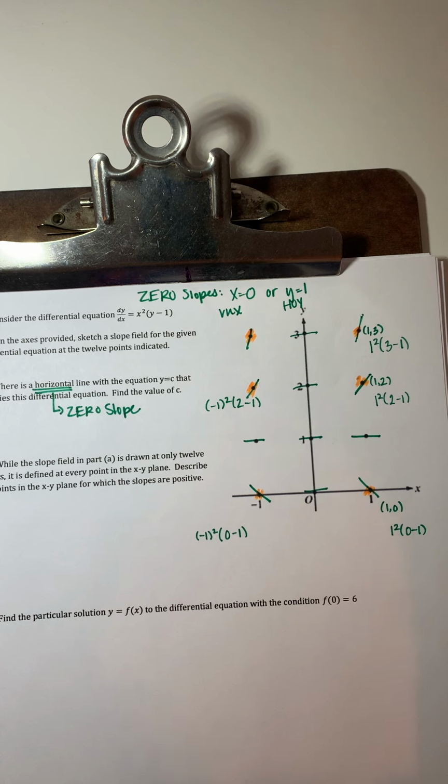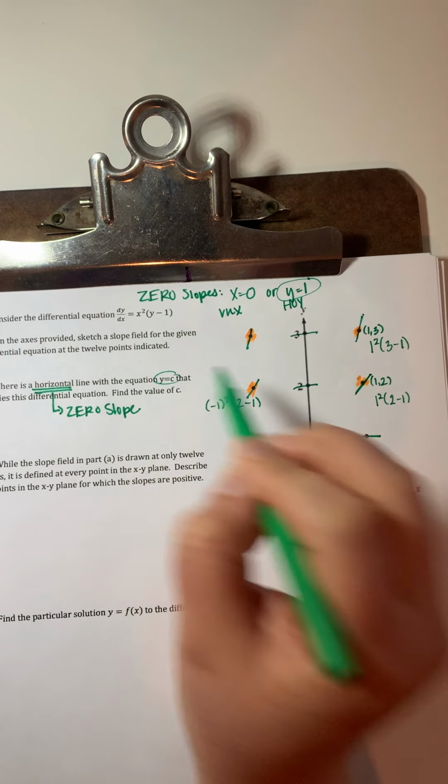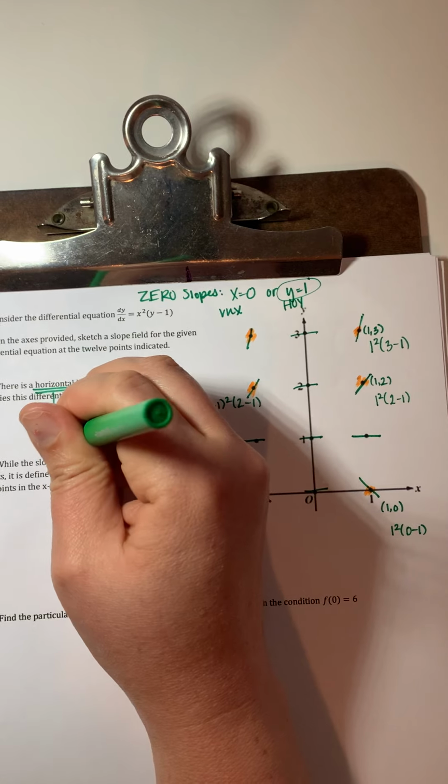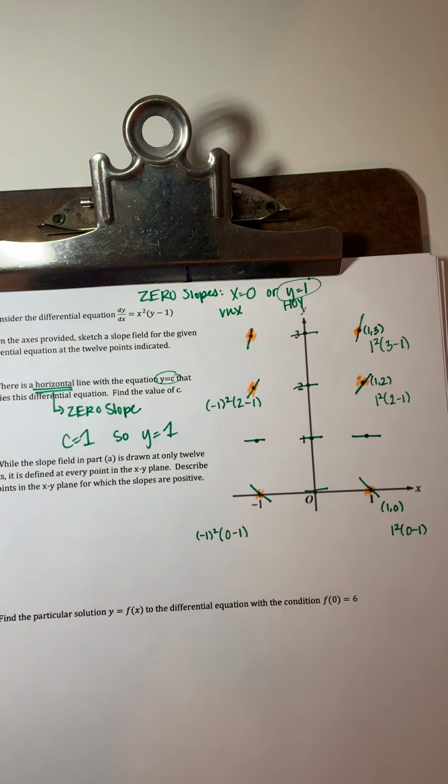Okay, they're saying there's a horizontal line with a 0 slope. What does the c have to be? Well, look at our equation. It was y equals 1. So if they're wanting to know what c is, then c is 1. So y equals 1 or something like that, right? They're just asking you what y value will make the slope 0, and it would be 1. All right.